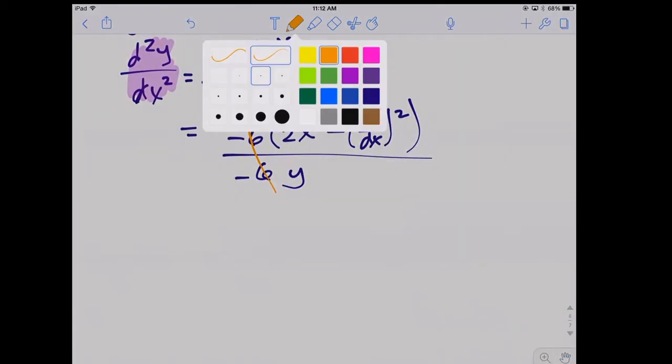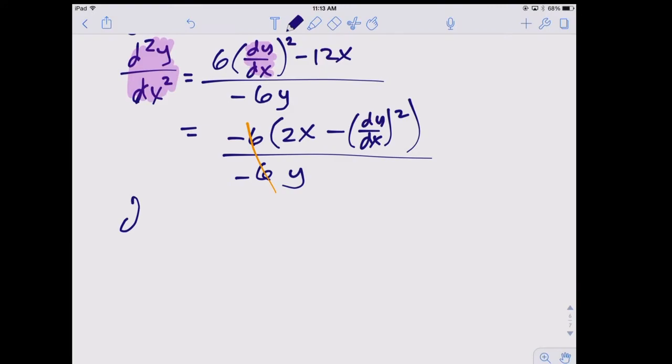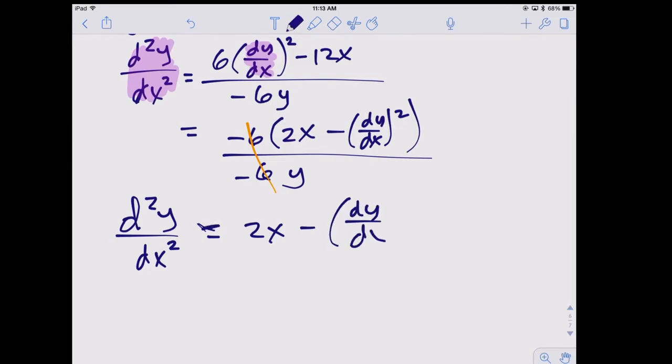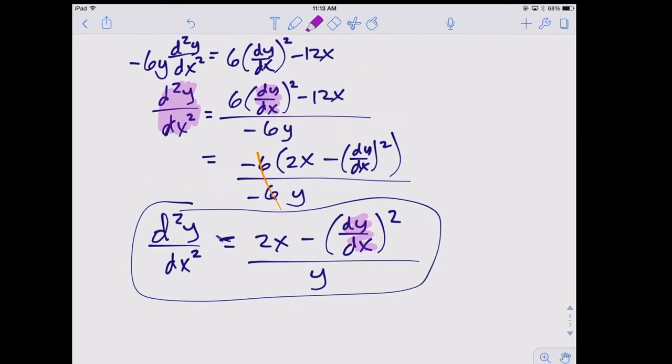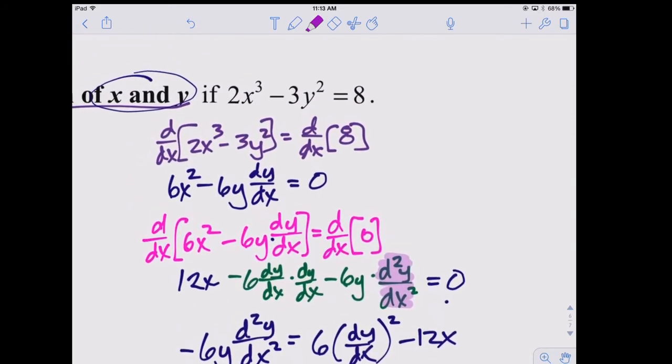So a nice cleaned up version of the second derivative is now just 2x minus the first derivative squared all over y. So that looks a lot prettier, but it's still not going to be full credit because now it's in terms of dy/dx and x and y. So what I need to do then is somehow solve for dy/dx and replace it in there. So let's retreat back up here to this line.